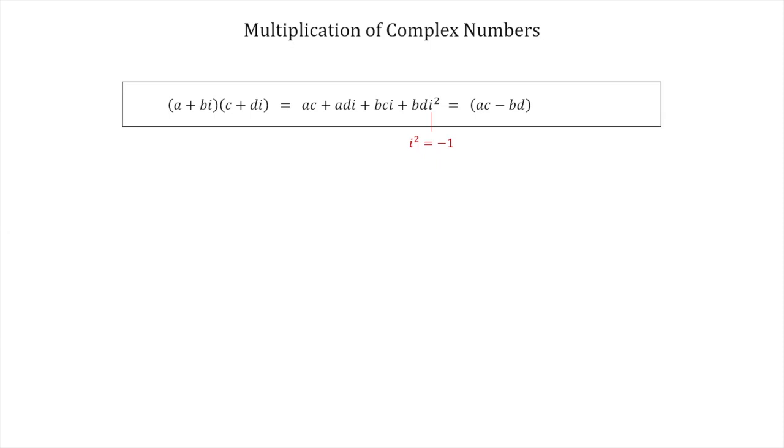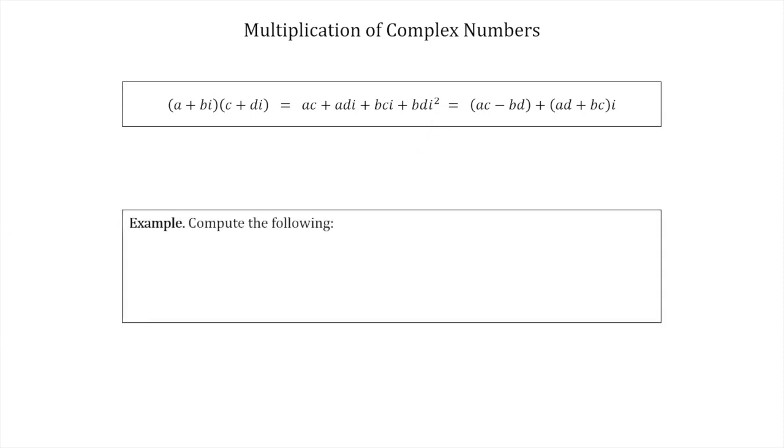It looks like the fourth term has an i in it, but because it's being squared, it's actually just minus 1, so it's a real number, not an imaginary number. So let's put the two imaginary parts together and we get ad plus bc times i. I've just put the adi plus bci, factor out the i, and you get ad plus bc times i. So let's try this on some examples.